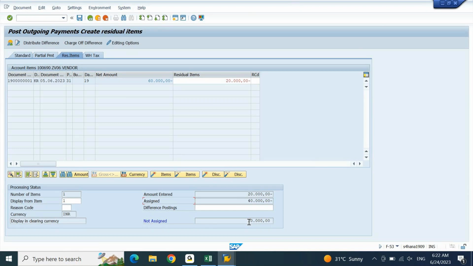Now let me do the same thing on the partial payment column. If I put 20,000, assigned is becoming 40,000. Balance amount is going to assignment. Let me cancel this.